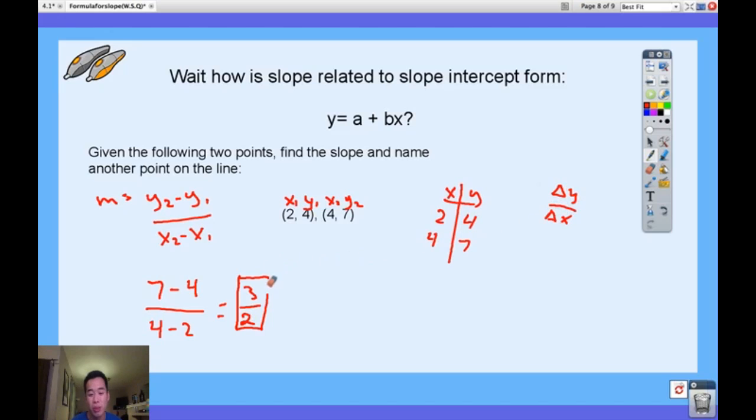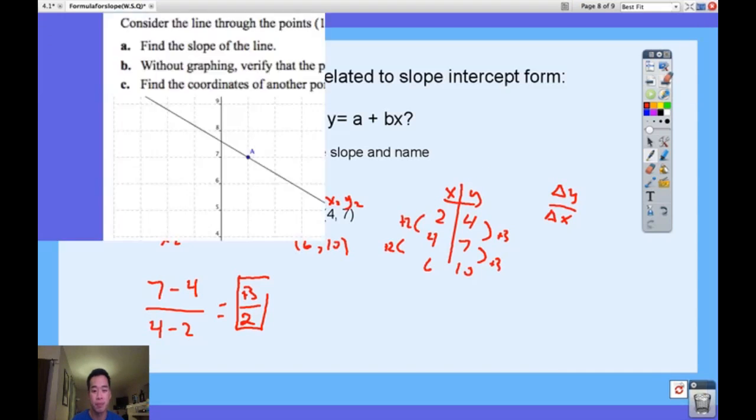So 3, that positive 3 really means y is moving up by 3. So the next one's going to be 10. X is going up by 2. Do another positive 2. And I know that another point on the line is going to be 6, 10. Okay, that's how you use the slope formula to find another point on that line.